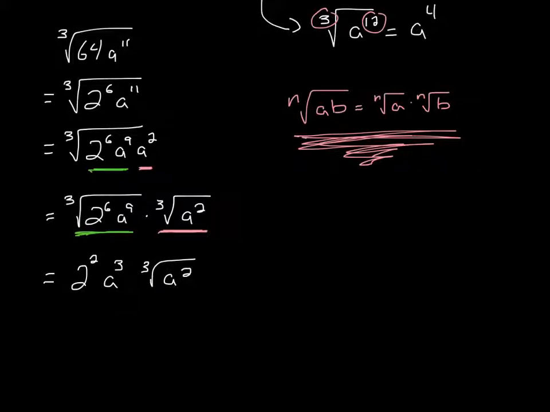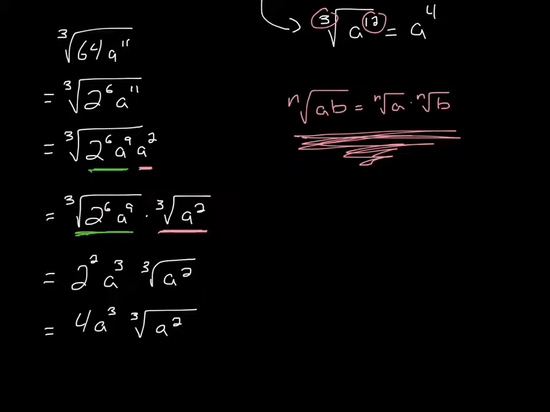My last step now is to simplify what I have taken out here. 2 squared is a 4, then I have an a to the 3rd, and then I have this stuff left, the cube root of a squared. Now that is the complete process for simplifying this radical expression.